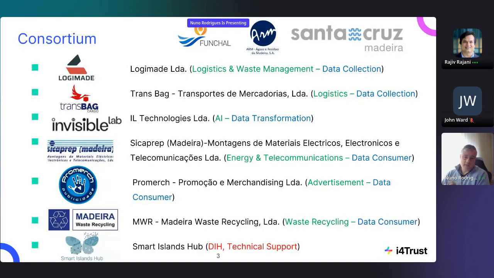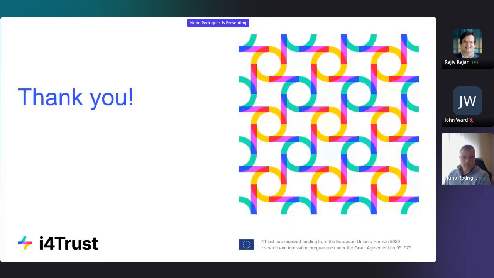And then we have the Smart Islands Hub, which is a FIWARE hub. And we also have, though not formally involved, the City of Funchal, Santa Cruz, and IREM interested in monitoring and observing data as well.